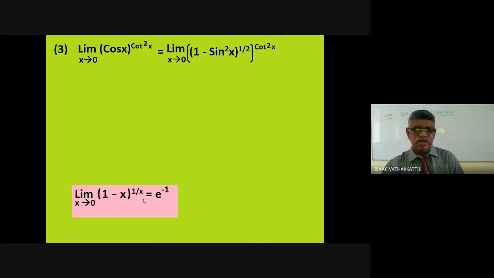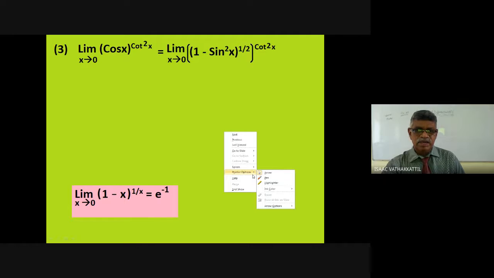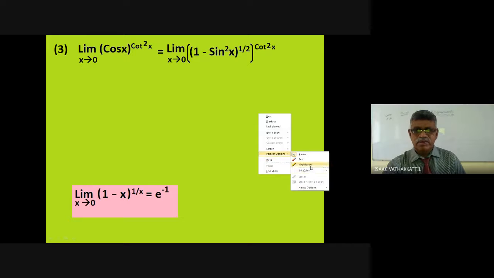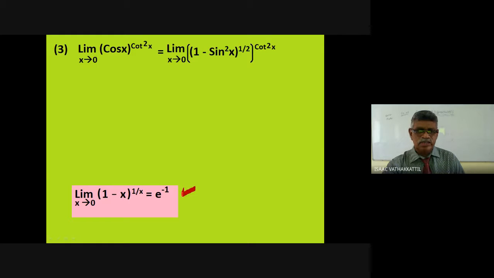See, the basic formula of limit I am applying is the same here again. The limit I apply is the same. This same limit I am going to apply. Limit x to 0, this one, limit x to 0, 1 minus x. Instead of x, we will have sine squared x.